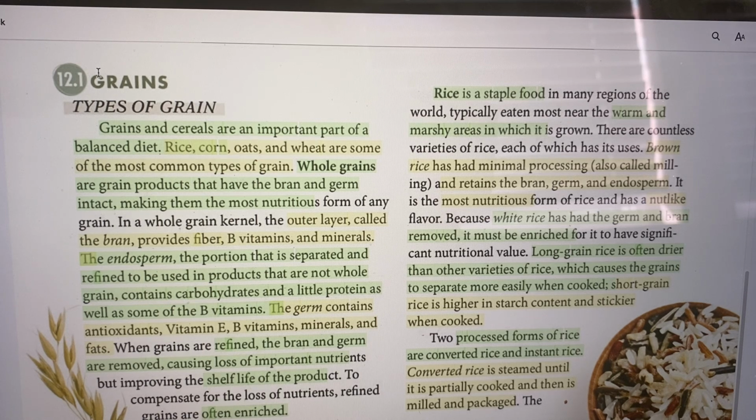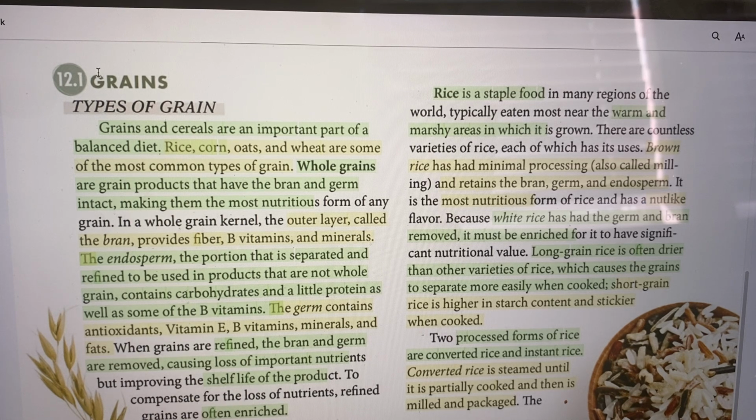The endosperm, and that's the portion that is separated and refined to be used in products that are not whole grain, contains the carbohydrates and a little protein as well as some B vitamins. So when you think of endosperm, you think of that when you don't have a whole grain. Basically it's just that layer, that endosperm, that portion that's separated to refine it.